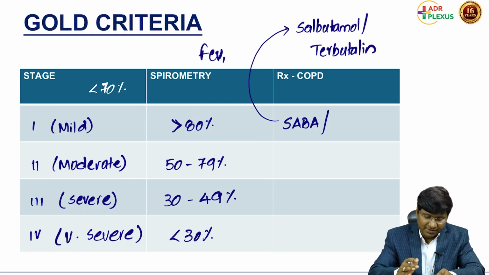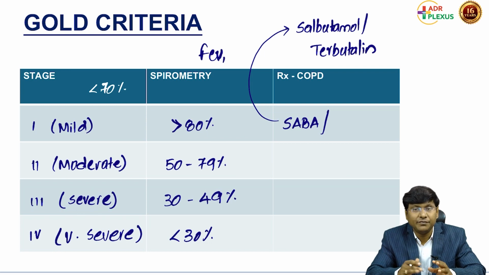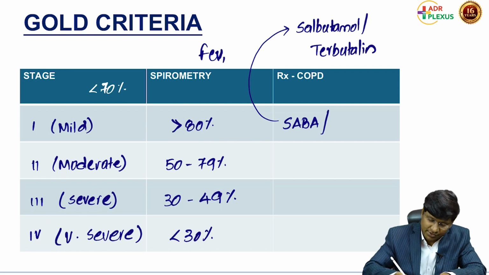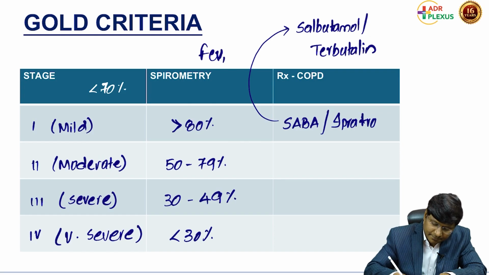Now apart from these bronchodilators, we also have the anticholinergic drugs. These anticholinergic drugs include ipratropium bromide, right, ipratropium bromide, as well as tiotropium bromide.